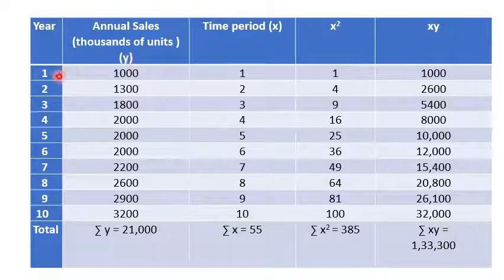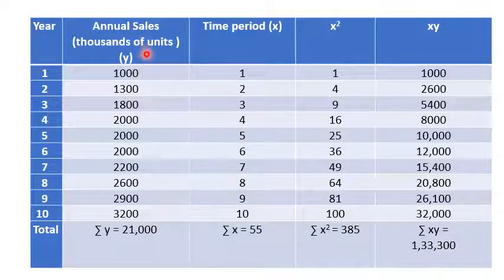So these are the years, listed here as 1, 2, 3, 4, 5, 6, 7, 8, 9, 10. That time period becomes x, correct? And y is the sales. So what is required for the next 3 years? That is for values of x equal to 11, x equal to 12, and x equal to 13. We need to find out the annual sales y values.